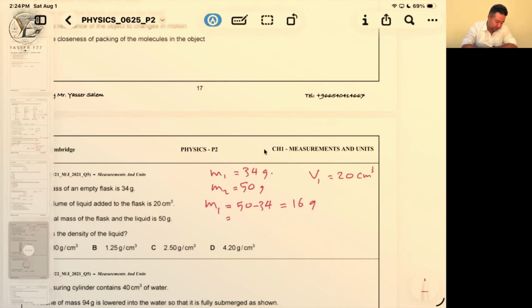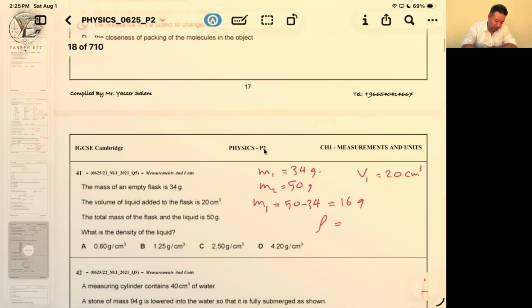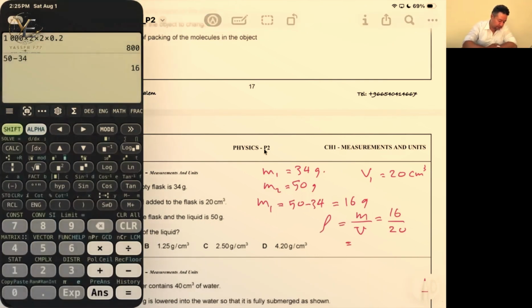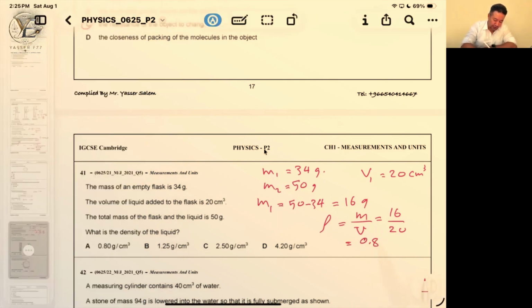16 grams. So we are going to find the density of the liquid. Density equals mass over volume. Again, the mass is 16 over 20, which equals 0.8. If I wrote 0.8, it's one significant figure. I need to add a 0 here to make it two significant figures to match the others. So 0.80, don't forget gram per centimeter cube. So the correct answer is letter A.